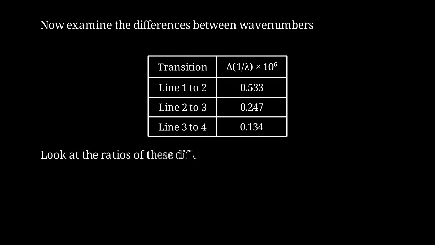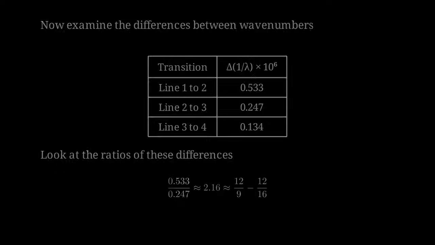Now here's the key insight. Let's look at the ratios of these differences. Divide the first difference by the second difference. 0.533 divided by 0.247 gives approximately 2.16. This is very close to 12 ninths minus 12 sixteenths, which involves simple fractions.